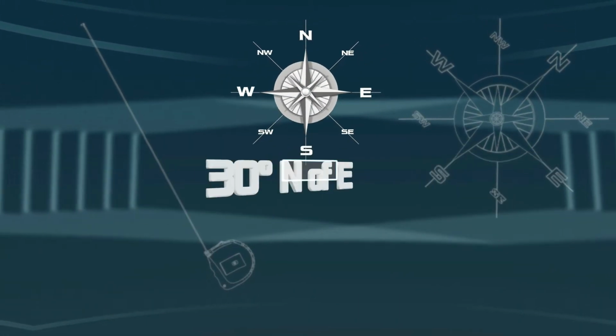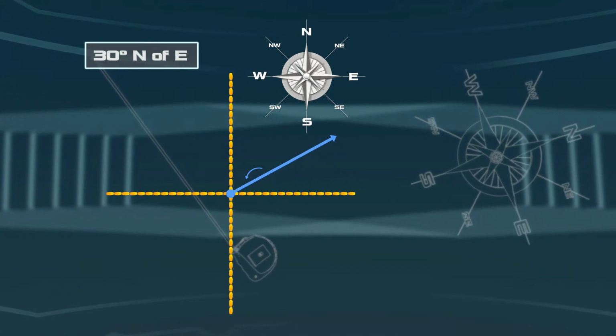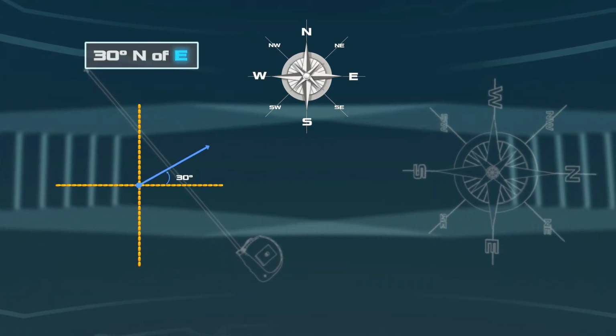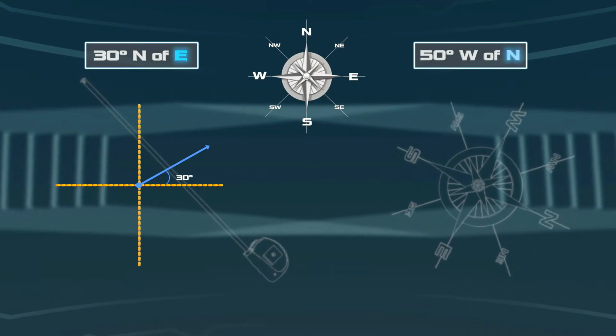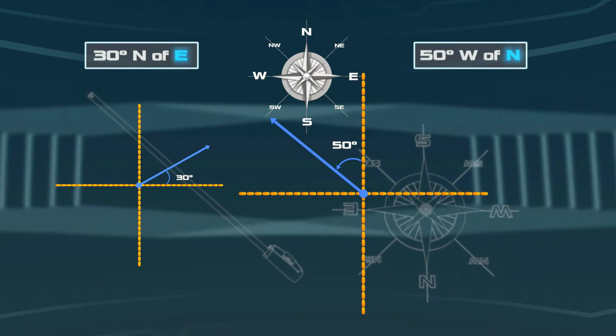What about if the direction was 30 degrees north of east? That means start at the east and rotate 30 degrees north from east. Let's try 50 degrees west of north. So we'd start at north and rotate 50 degrees west from north.